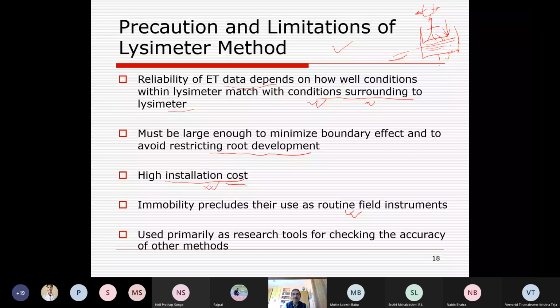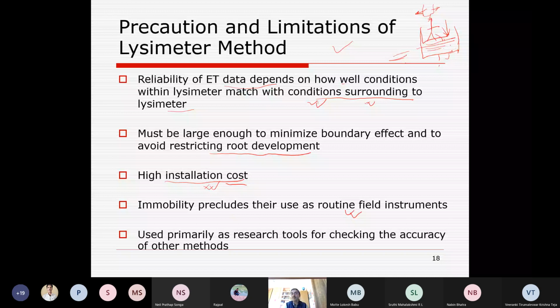A kind of limitation. These are used primarily as research tools for checking the accuracy of other methods. So this is the primary method. The lysimeter is the primary method of establishing information about ET.